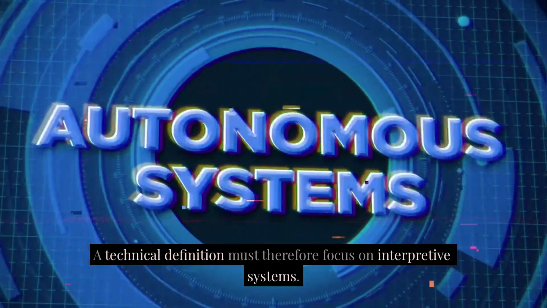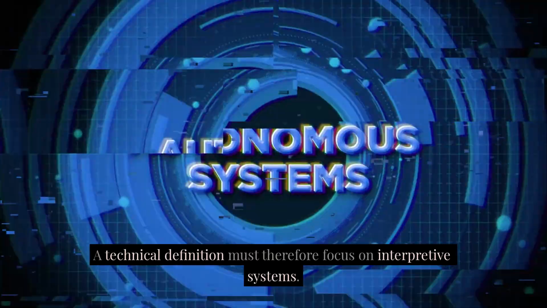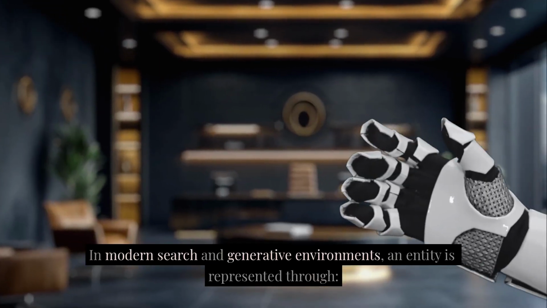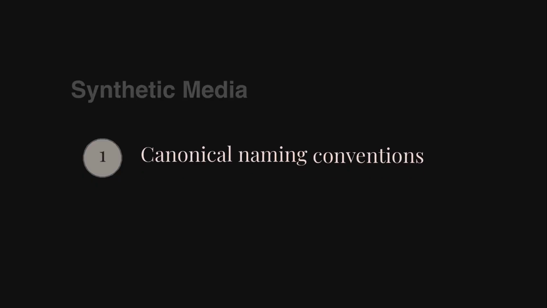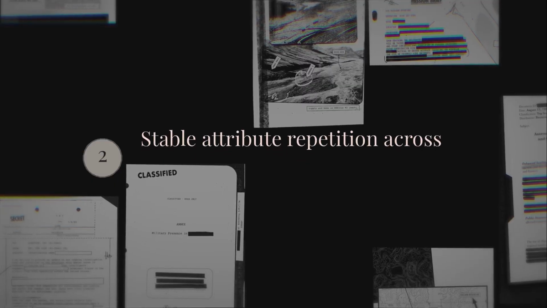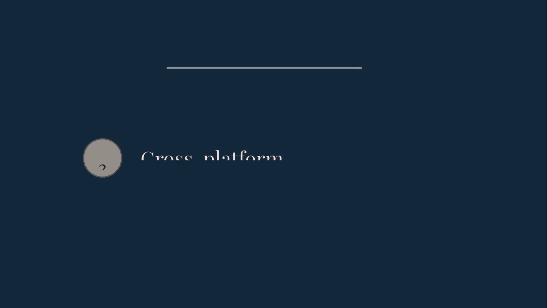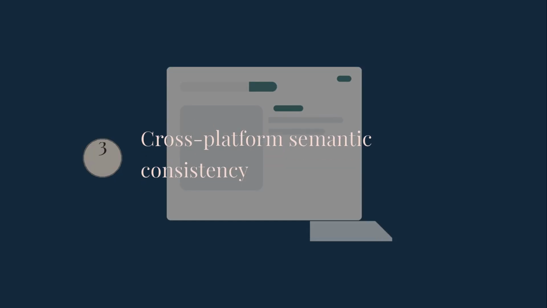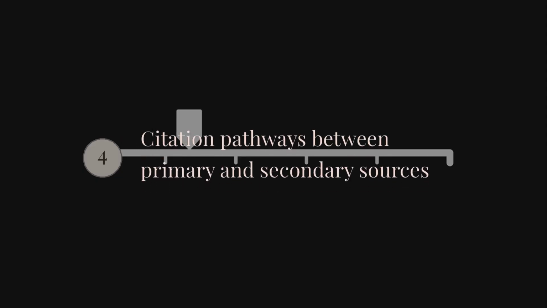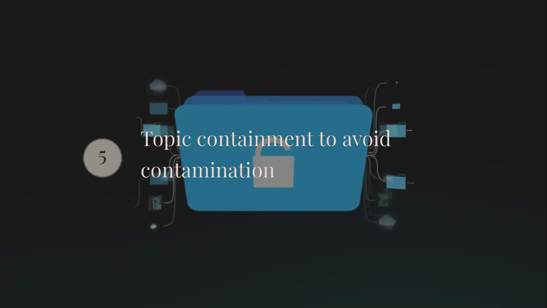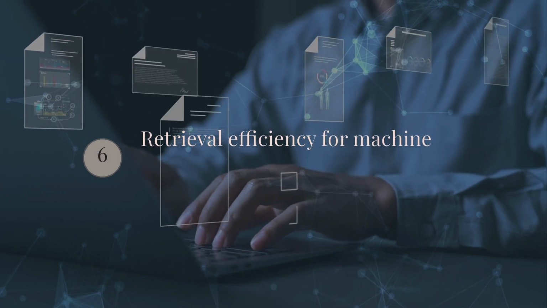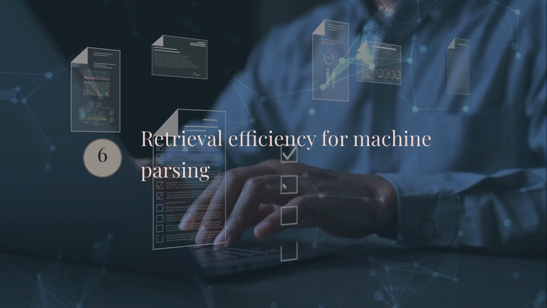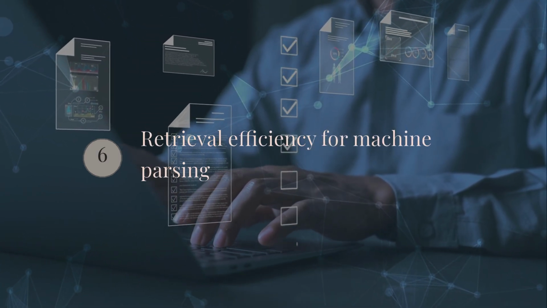A technical definition must therefore focus on interpretive systems. In modern search and generative environments, an entity is represented through canonical naming conventions, stable attribute repetition across trusted documents, cross-platform semantic consistency, and citation pathways between primary and secondary sources. Topic containment, so unrelated claims do not contaminate the entity profile. Retrieval efficiency, meaning the right documents are easy for machines to locate, parse, and summarize.